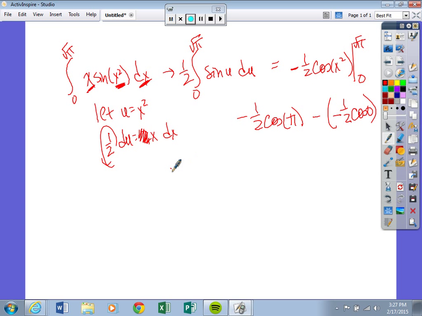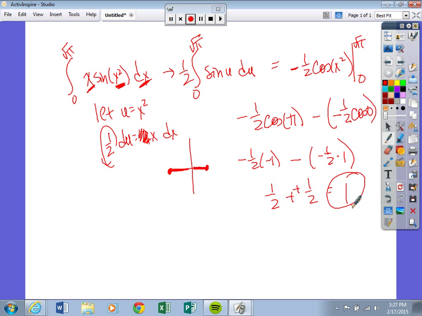The cosine of pi, well, pi's over here, and cosine means x. So the x value here is a negative 1. Minus, in this parenthesis, it's negative 1/2 times the cosine of 0. Well, 0's over here, and the x value there is a positive 1, and so this is my math. So negative 1/2 times negative 1 is positive 1/2, and then it's going to be minus a negative 1/2. So final answer is 1.